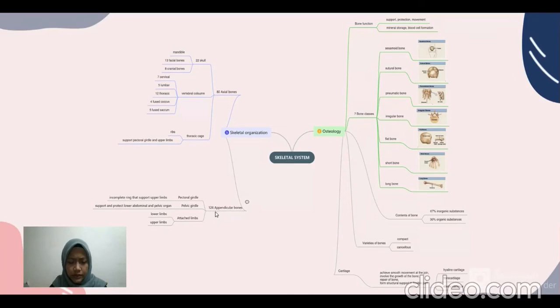For the next one, we have 126 appendicular bones, which include the pectoral girdle. It is an incomplete ring that supports the upper limbs, and the pelvic girdle supports and protects the lower abdominal pelvic organs. And last but not least is the attached limbs, which are the lower limb and upper limb. Okay, that's all for me.